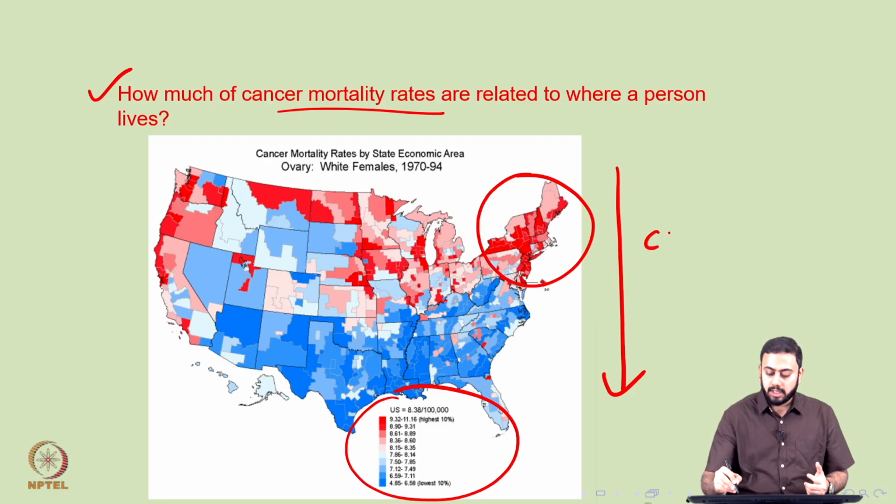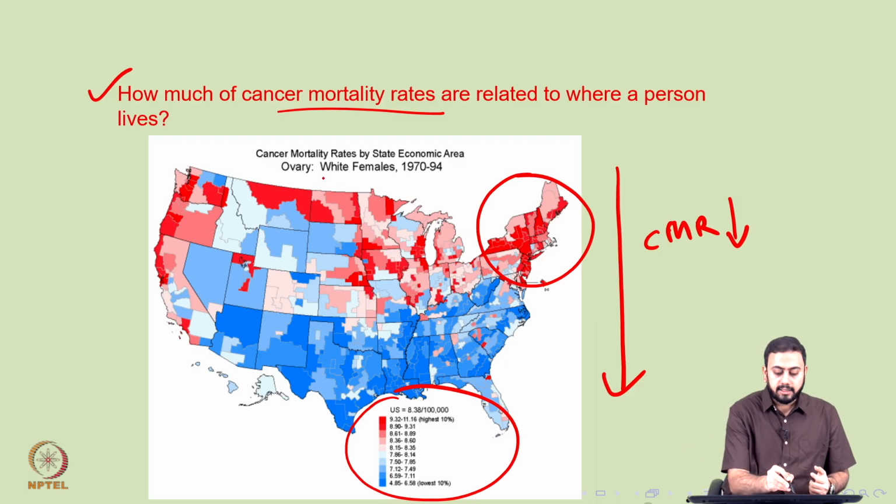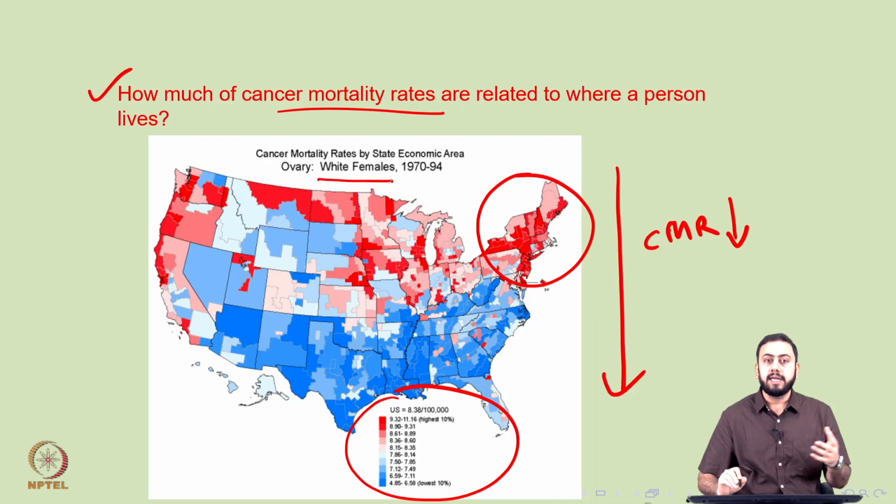Okay. So the cancer mortality rates also reduce if you are moving from north to south, from let's say some state in the north to let's say some state in the south, for example Texas or Alabama, etc. Okay. And by the way, this is slightly old data. And this focuses only on, let's say, white females, and over the years 1970 to 1994.